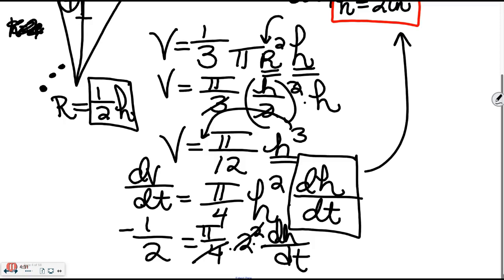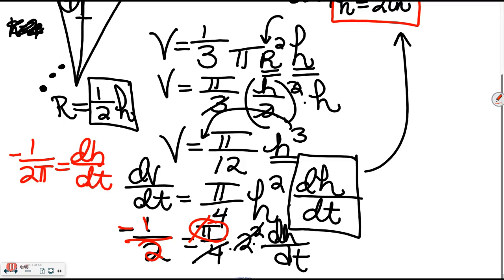These cancel. To get rid of this pi here, I'll divide by pi, and I end up with negative 1 divided by 2 divided by pi will equal dH/dt. And remember, a good label is always worth a point on these.